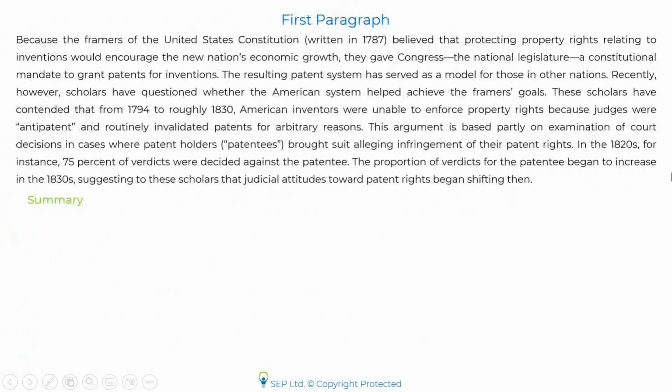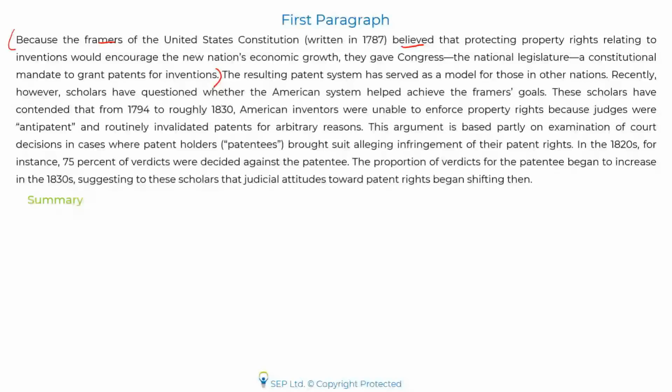It's a huge chunk of a paragraph, so I'm kind of going to read from sentence to sentence. So the first sentence, as I see, starts here and ends here. Let's see what it says. Because the framers of the US Constitution believed something. So we are going to talk about the belief of the framers. The framers believed that protecting property rights relating to inventions would encourage new nations' economic growth.